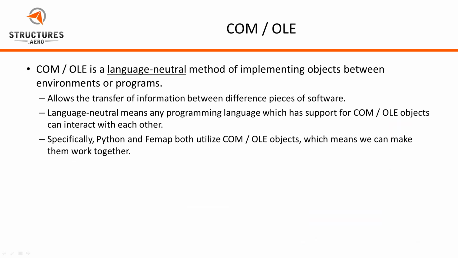Now, conveniently, both of those are using VBA. So they speak the same language, which makes it quite easy, but they are still going over the COM object to talk to each other. Python also has the ability to utilize a COM object, so we can make Python work with FEMAP or with Excel or anything else that has a COM interface. The same is true because it's language neutral. Any programming language which has support for COM or OLE, which is most of them. There's very few that I'm aware of that don't have support for COM in some way or another. They can all talk to each other if you want to jump through some hoops.